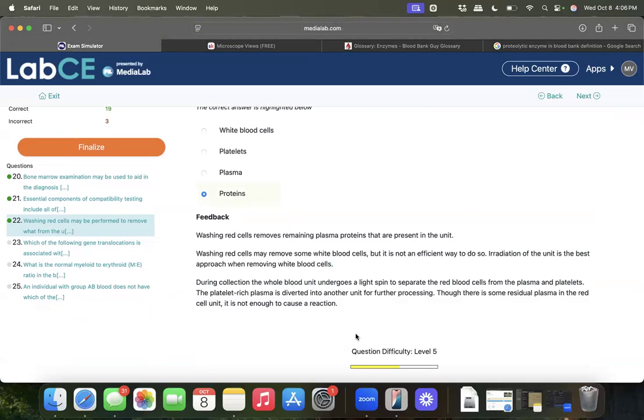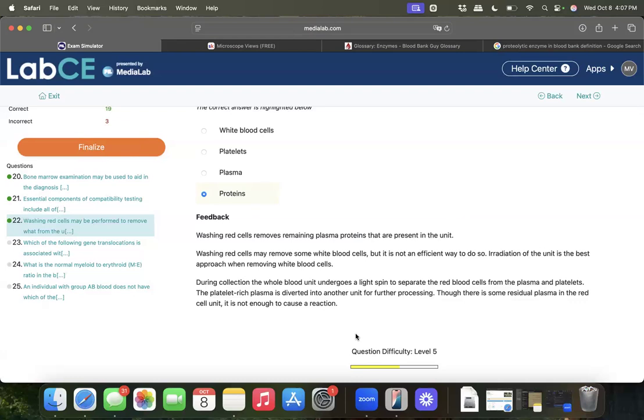Washing red blood cells may remove some white blood cells, but it's not an efficient way to do so. Irradiation of the unit is the best approach when removing white blood cells. Also, everything in the United States, and I think Canada too, is leukoreduced. We have great leukoreduction filters in this country, in first world countries, I guess you could say. So already significantly reducing the amount of leukocytes that are transferred from the donor to the recipient. But irradiation ensures that we're getting rid of all the white blood cells, or at least making them not able to do their thing.